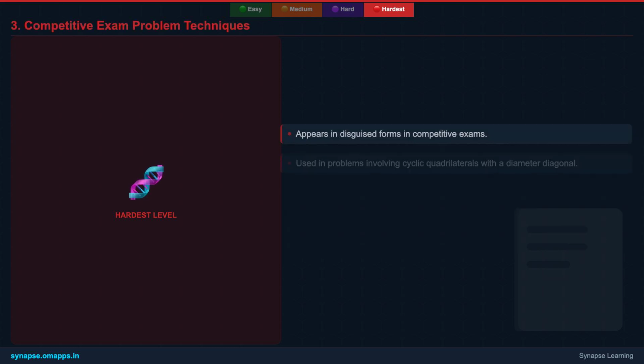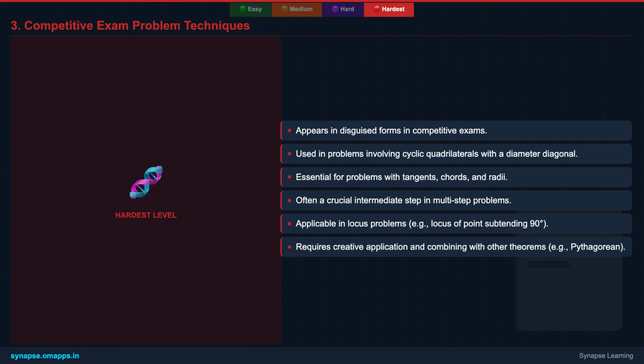In competitive exams, problems involving the angle in a semicircle often appear in sophisticated forms, requiring you to identify the hidden application of the theorem. You might encounter problems involving cyclic quadrilaterals where a diameter is a diagonal, immediately giving you 90-degree angles. Or complex figures with tangents and chords, where identifying a semicircle can simplify finding unknown angles or lengths using the Pythagorean theorem. Look out for locus problems.